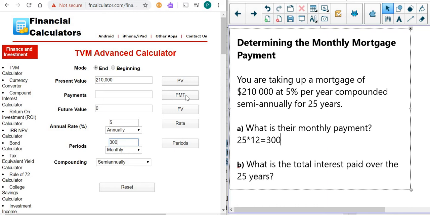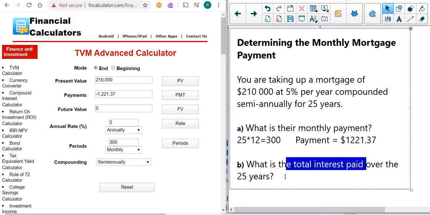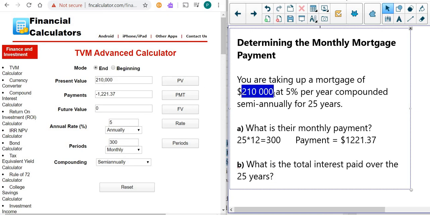So let's find our PMT. This is your monthly payment. And notice it's minus. So let's write this down. There we go. So our payment is $1,221.37. Now the next question is to find out, well, how much interest are you going to be paying over 25 years? So yes, you purchased a home and your mortgage is $210,000. This is the money you're borrowing from the bank or financial institutions, but how much money actually are you paying for it over 25 years?